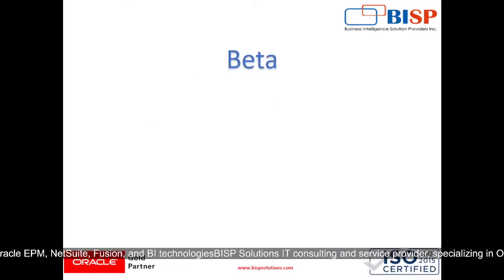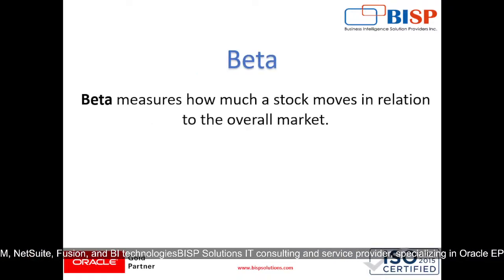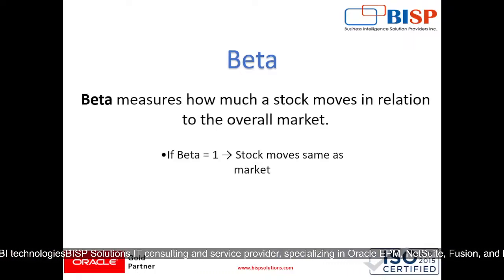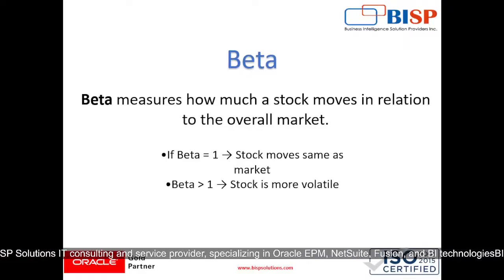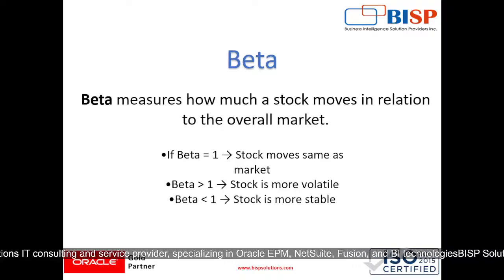Then comes our most important, beta. Beta measures how much a stock moves in relation to the overall market. If beta is equal to 1, then the stock moves the same as the market. If beta is more than 1, then the stock is more volatile. If beta is less than 1, the stock is more stable.